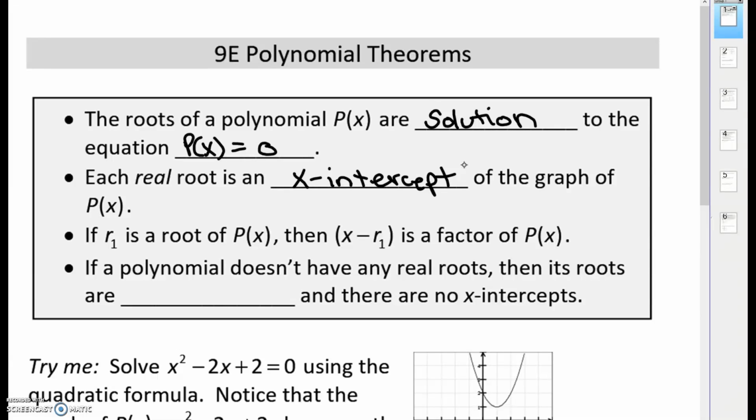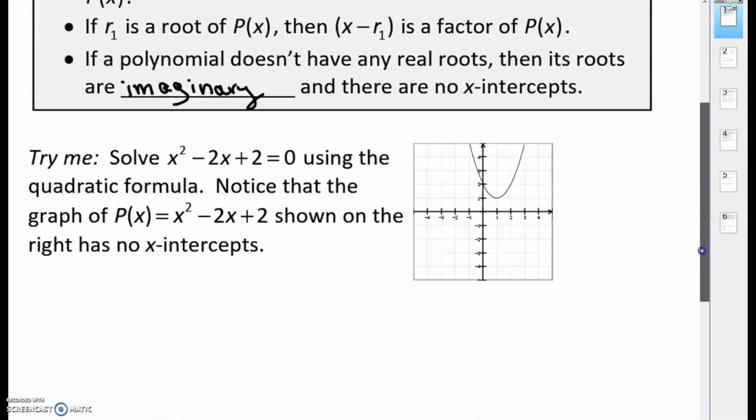And if R1 is a root of P of x, then x minus R1 is a factor of P of x. If a polynomial doesn't have any real roots, its roots are imaginary, and therefore there will be no x-intercepts on our graph. So let's see an example of that.